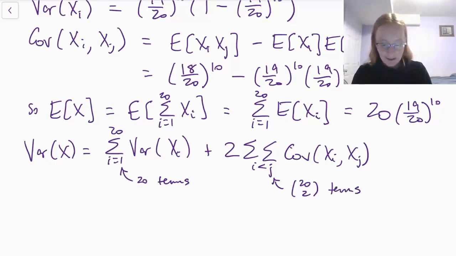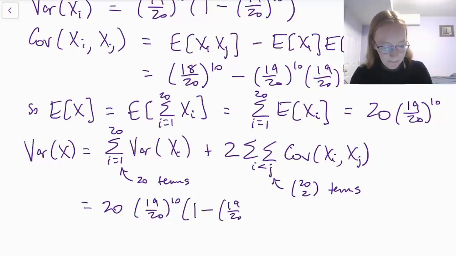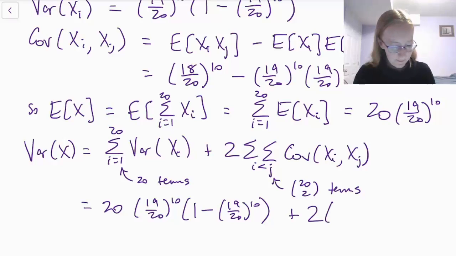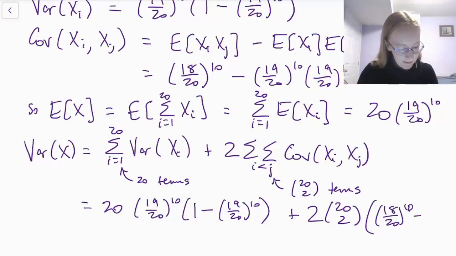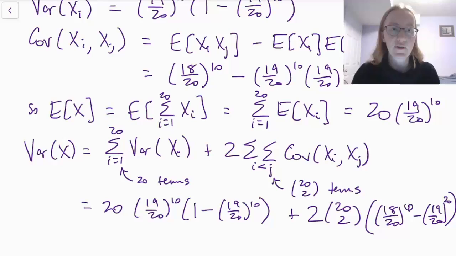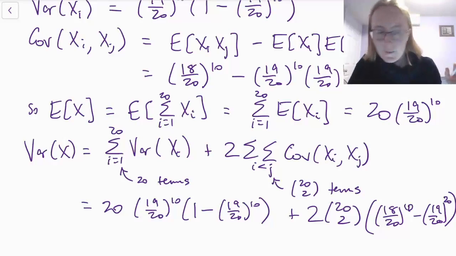And so we can finally put this all together. So we'll have 20 times the variance, which we found was (19/20)^10 times 1 minus (19/20)^10, plus 2 times 20 choose 2, times the covariance, which was (18/20)^10 minus (19/20)^20, I guess, right? Just shoving those together. So that's a big mess, but you could calculate it, and that would give you hopefully the same answer that I got. So does that help the person who originally asked that question?